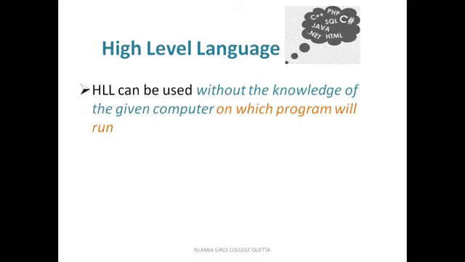Now another point is that the high-level language can be used without the knowledge of the given computer on which the program will run. If you remember, when we studied the assembly language, we saw that to write code in the assembly language, you need to have comprehensive and detailed information about the computer for which you are writing the code. But this is not the case in the high-level language, and you can write the code even without any knowledge about the computer.